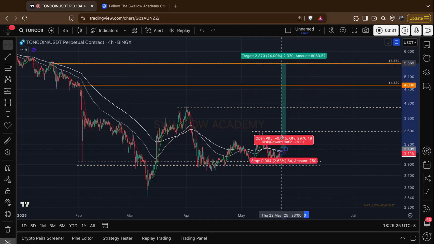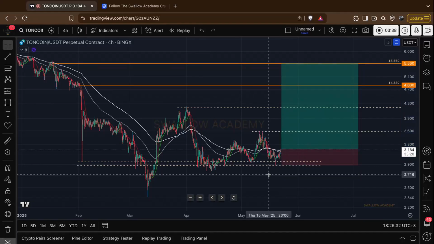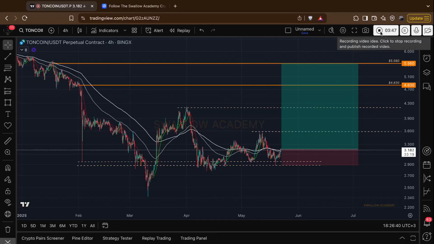Of course, the biggest position would be this one here with multiple targets in those areas and stop loss being here. So that's it for the Toncoin. A few views we gave, a few targets we gave. Now let's wait for the price to fill those targets. Thank you for watching this video, and see you in the next one.